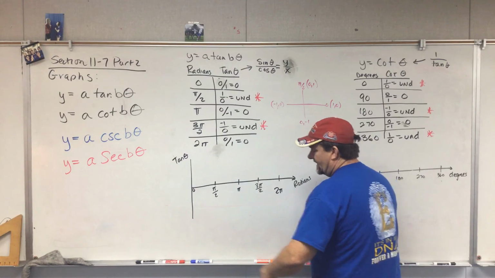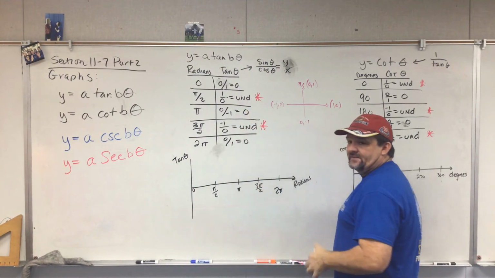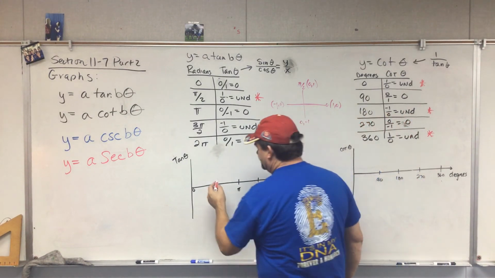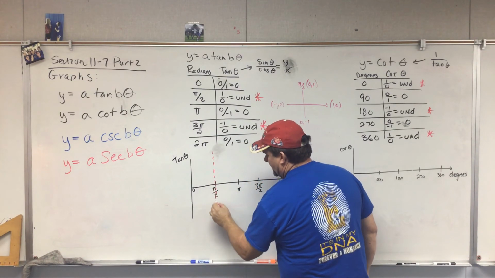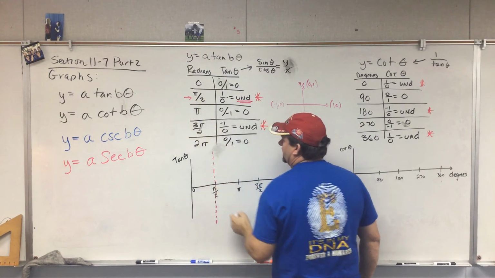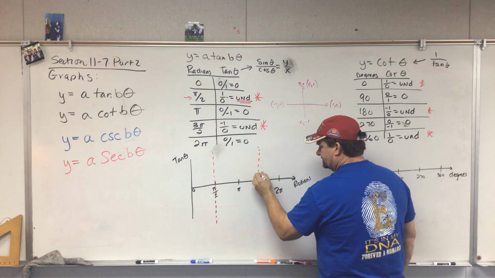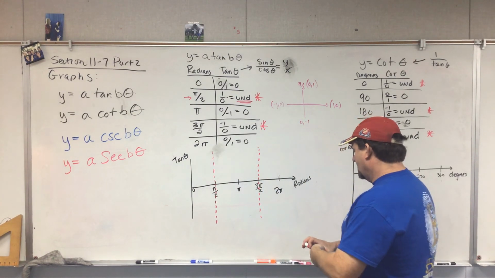So what does undefined mean? Undefined is a spot in the graph where the line cannot touch. We call them asymptotes, and they're just a dotted line. That's why it's in red, at pi over 2. And so then we go here, 3 pi over 2, and we put our dotted line.